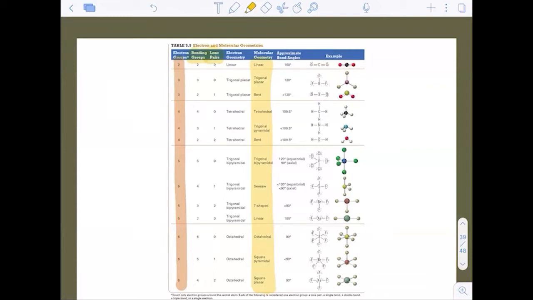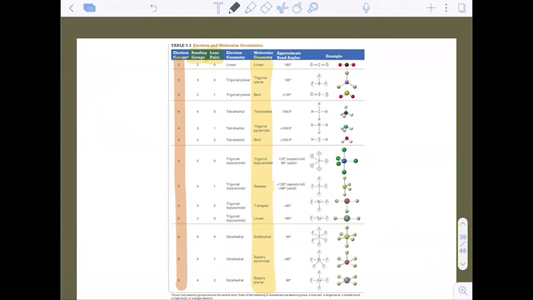Approximate bond angles are very important. Again, you'll see instead of the 107 and the 104.5, we'll just say less than 109.5 when you start getting lone pairs. That's a-okay with me. I don't need the specific number for the molecular geometry, but the general number you see here in this column is going to be important for us.